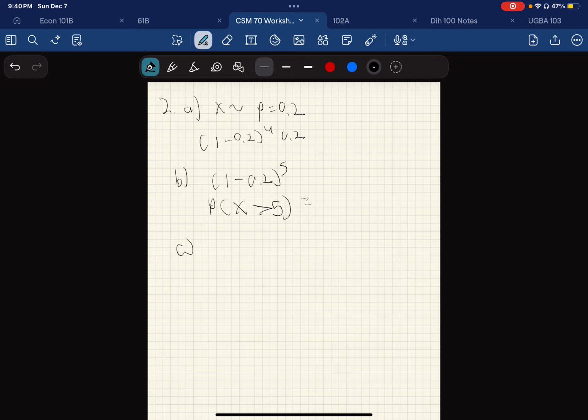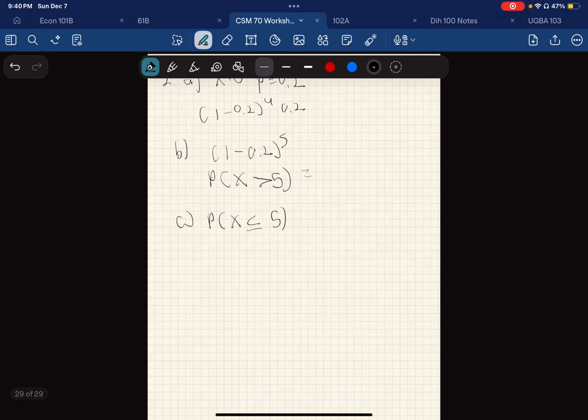On to C, what is the probability that he goes to class on the fifth day or before? This would be denoted as P of X less than or equal to 5, and then we can use the complement of what we have from B. The probability that X is less than or equal to 5 is the same as 1 minus the probability of X being greater than 5. So 1 minus (1 minus 0.2) to the fifth. That is 0.68.